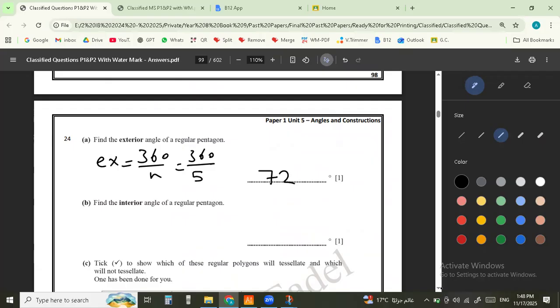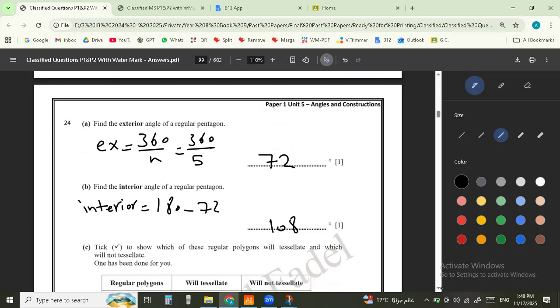Find the interior angle of a regular pentagon. Mister, if the exterior is 72, the interior is 180 minus the exterior, which is 72. So it's going to give you exactly 108 degrees. Or you can follow the rule (n minus 2) multiplied by 180 divided by n, and it's going to give you also 108. But why would we need to do this if we have the exterior? Exterior is 72, we just found it over here. So 180 minus the exterior will give you the interior.